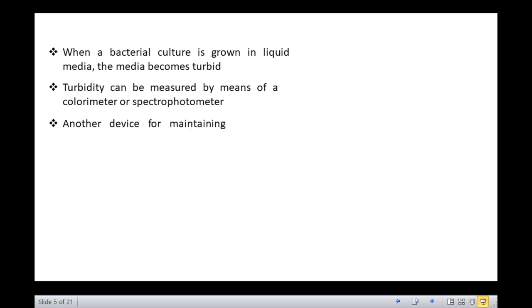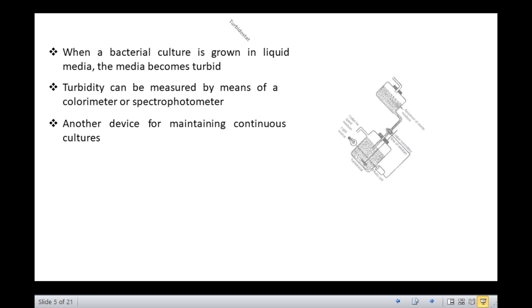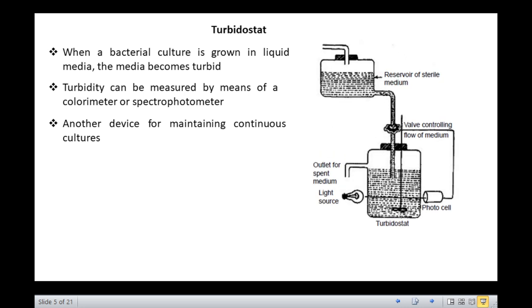Another device for maintaining continuous cultures is a turbidostat. As shown in the figure, it has a photocell to measure turbidity in the growth chamber.